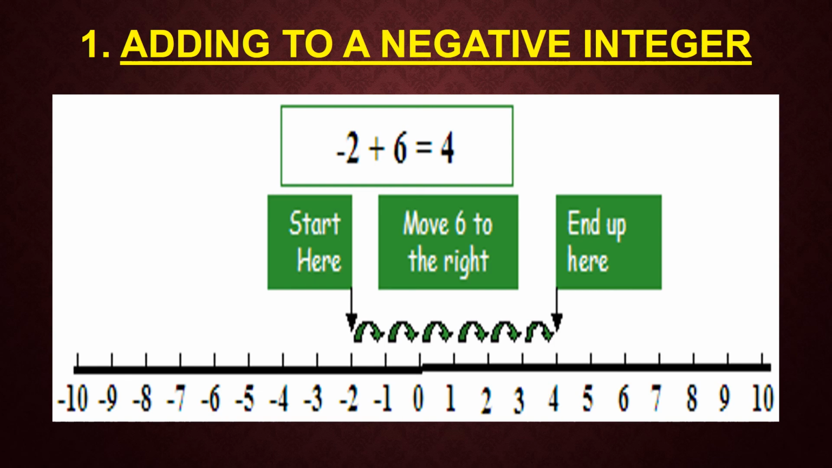We will start with the point minus 2 on number line and we will take 6 jumps towards right. We will reach at 4. Therefore, minus 2 plus 6 is equal to 4.